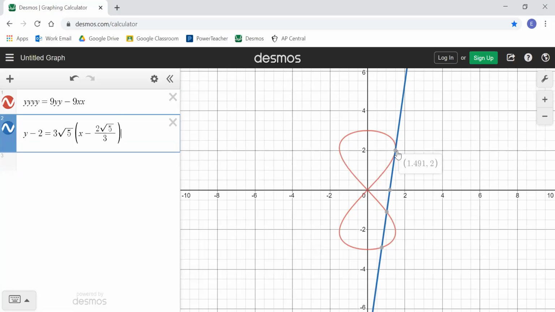And right there at that point, which is the point 2 root 5 over 3, comma 2, we are tangent to our figure 8 curve. We might hit it again later a couple times with that same line, but at that specific point, we are tangent to the curve.